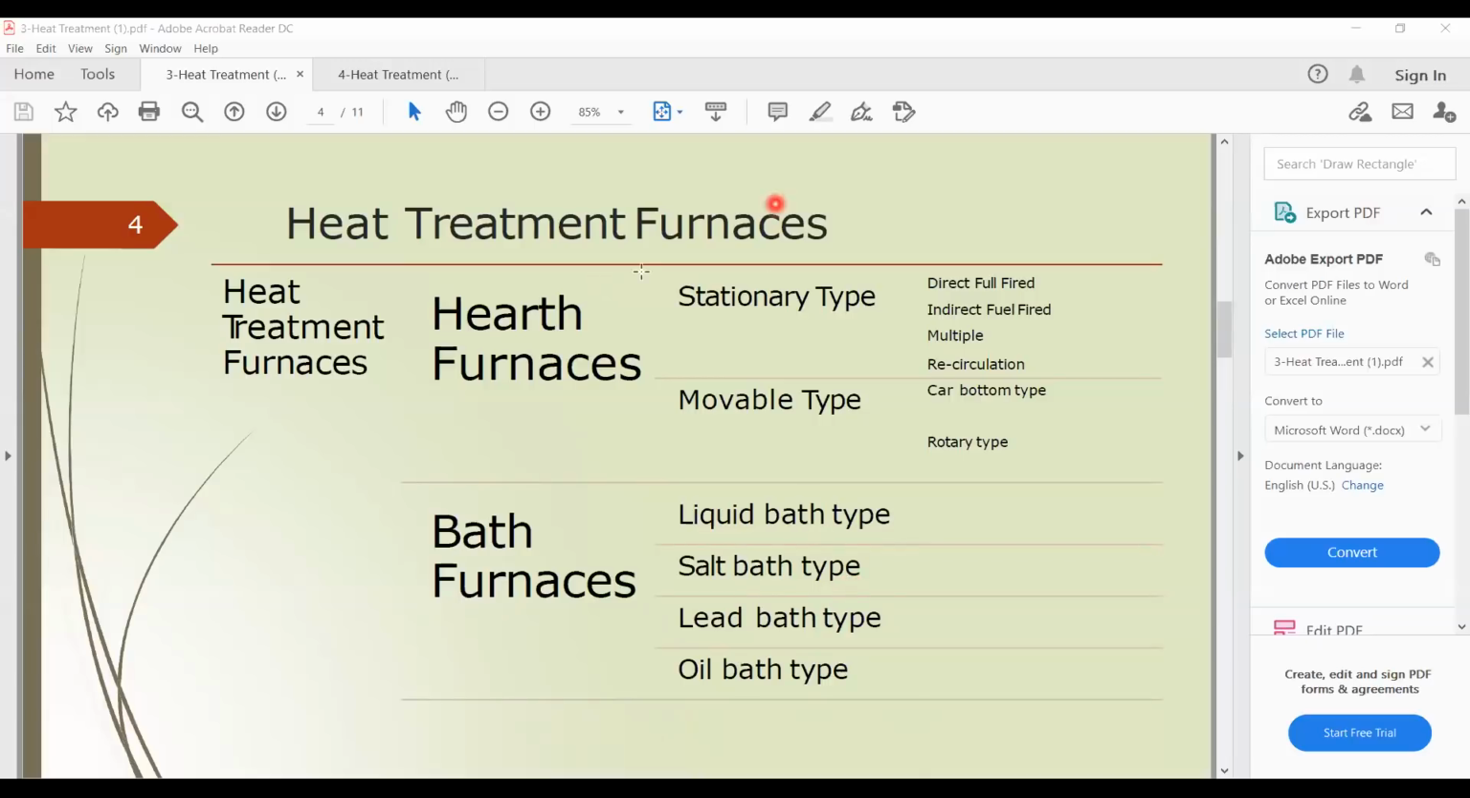Likewise, there are other types: stationary type, movable type. Movable type means it can be rotated or it can be a car bottom type, right? That means these furnaces can be moved, right? In an exam, sometimes there may be a question like list down 5 different types of furnaces that can be used for heat treatment processes, right? Then you can write any of these furnaces.